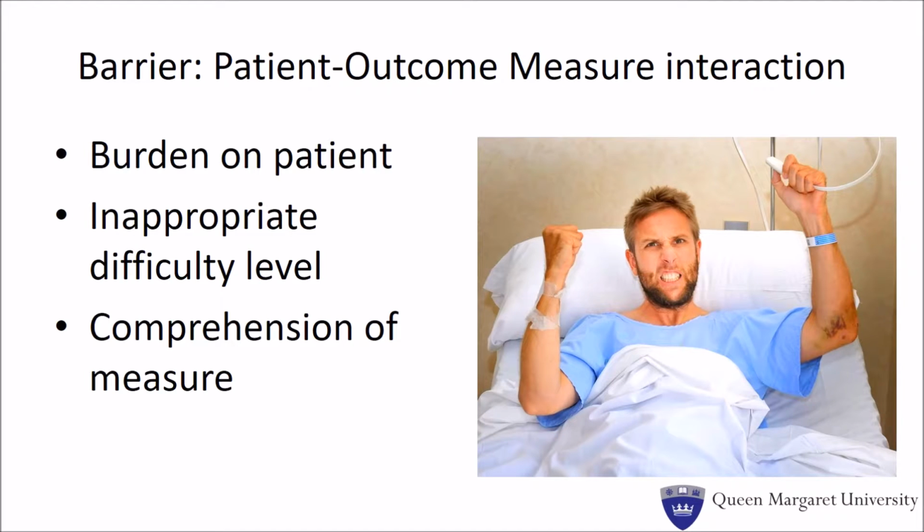Now, the next group of barriers is patient outcome measure interaction. There are several things that could obstruct the implementation of outcome measure. Firstly, sometimes some of the outcome measures that were chosen could be a very long questionnaire, and therefore that can be a considerable burden on the patient in order to fill that in. Or the language being used within outcome measures is too difficult. A lot of times questionnaires are being designed by scientists or researchers that have not actually taken into account the reading level of the patients who might be using them.